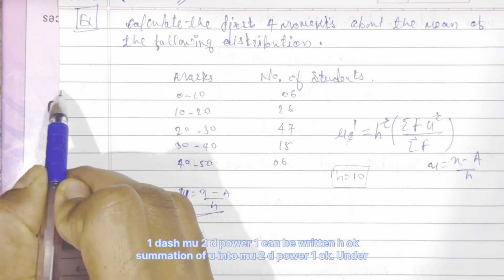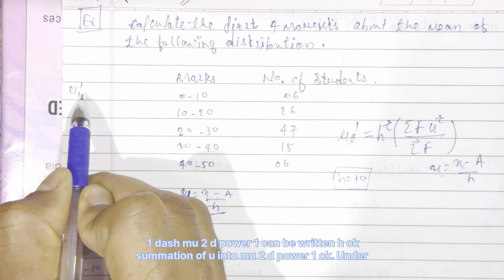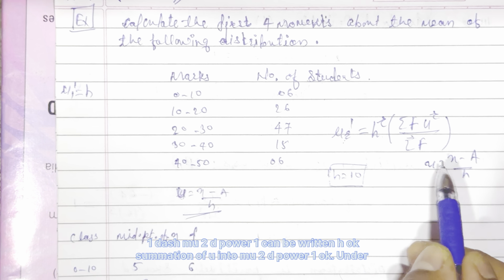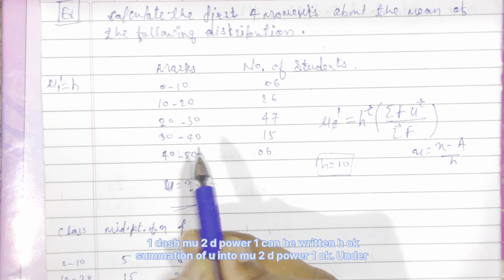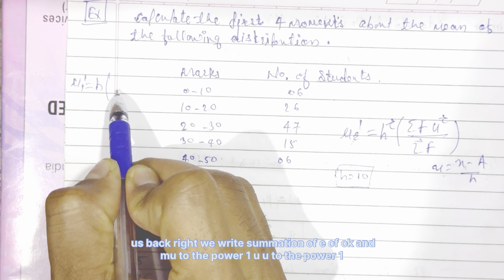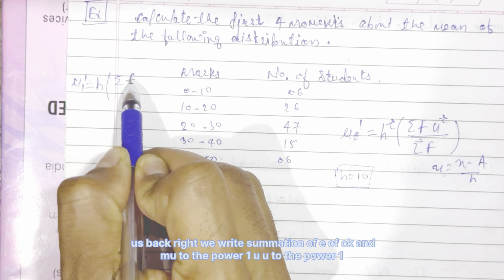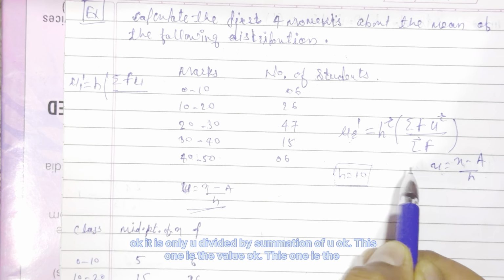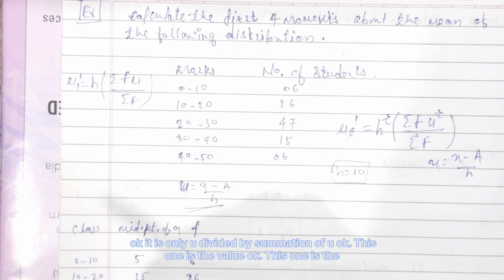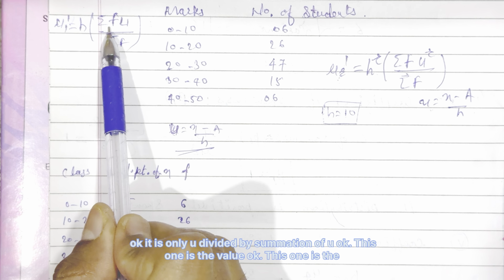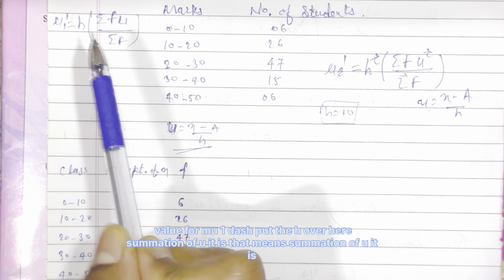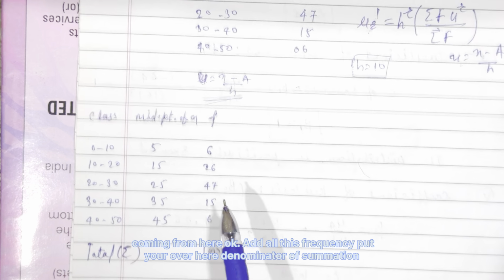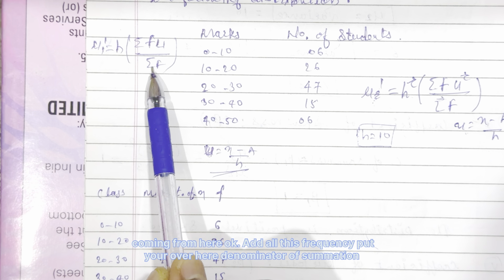So I want the mu1 dash. Mu1 dash means h to the power 1, which can be written as h, times summation of f into u to the power 1. Under the bracket we write summation of f and u to the power 1, it is only u, divided by summation of f. This one is the value for mu1 dash. Put the h over here, and summation of f comes from here. Add all this frequency and put it in the denominator as summation of f.